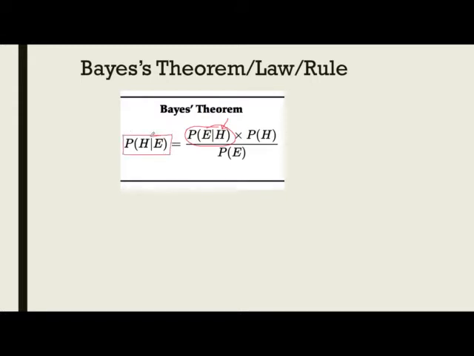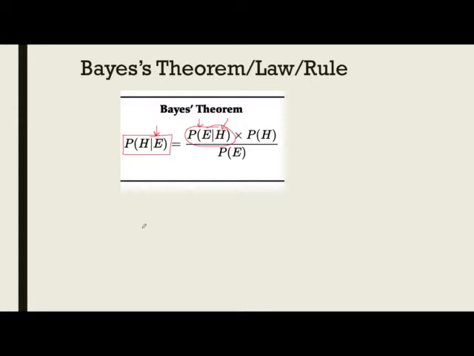We want to flip the conditional, and we have that prosecutor's fallacy of flipped or inverted conditionals, where we have to acknowledge the fact that probability of E given H is not the same thing as probability of H given E, and in some circumstances they're quite different.